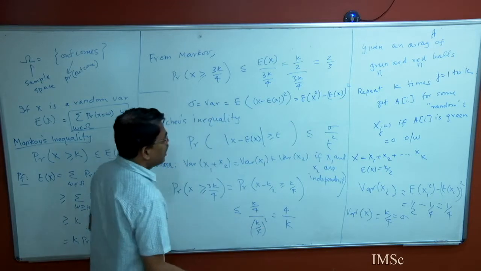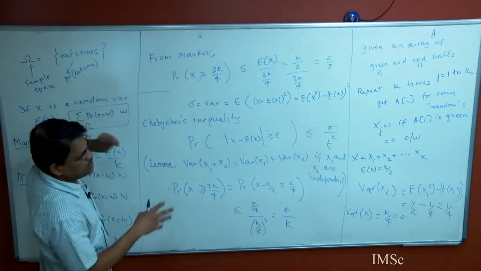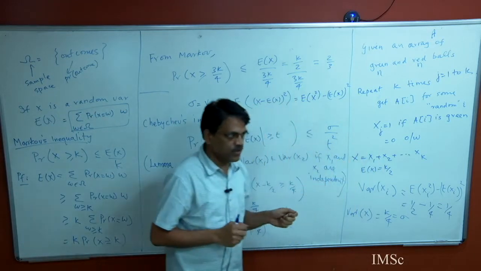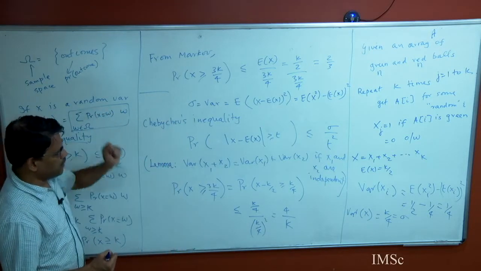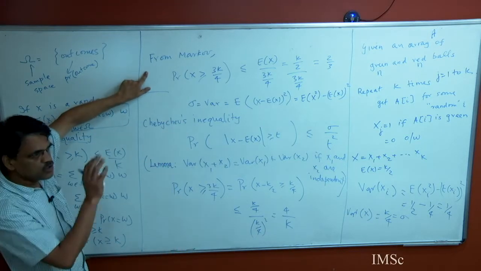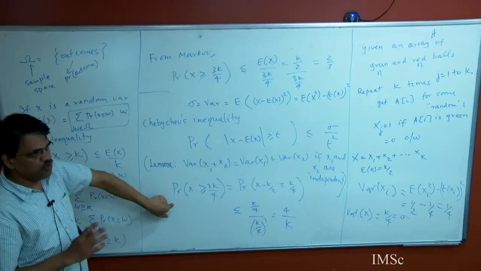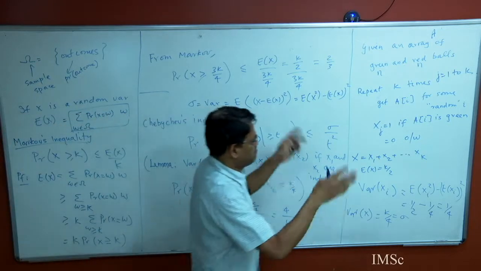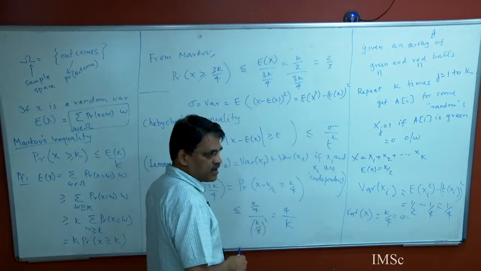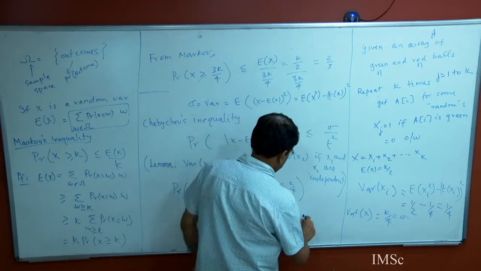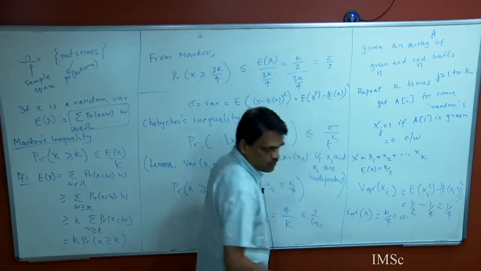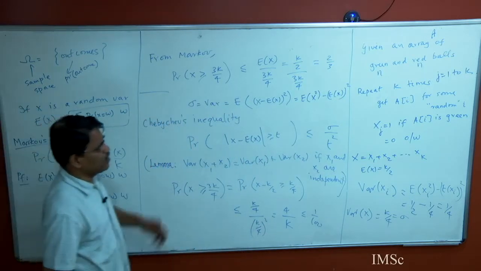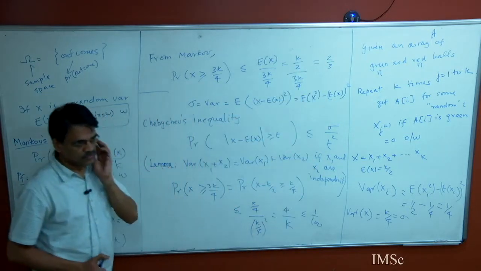So this is 4 by k. And notice that it's the same experiment, right? We didn't do anything. Same experiment, same random variable. By applying a different inequality, we get a much better bound, because this says it is at most 2/3, and this says it is at most 4 by k. So if k is really large, if you do this experiment 400 times, then this tells you it's at most 1 by 100 is the probability by which it's going to be taking more than 3k by 4. Whereas this is always saying 2/3. Okay.